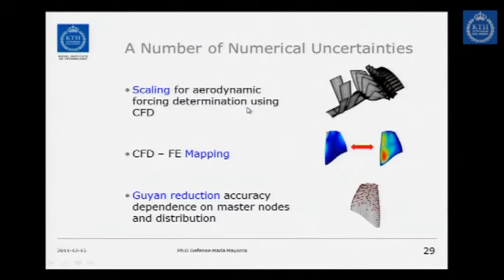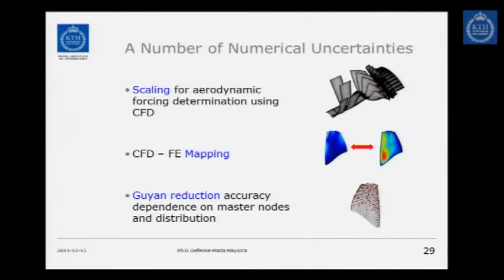So the numerical uncertainties we chose, on one hand, are the scaling technique for aerodynamic forcing calculations using CFD. We also have what would be the accuracies when we transfer the data from CFD to FE meshes. And the third is, if we use Gaussian reduction, how accurate this is, and which guidance we should use to have an accurate model.